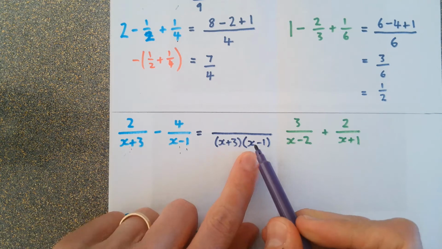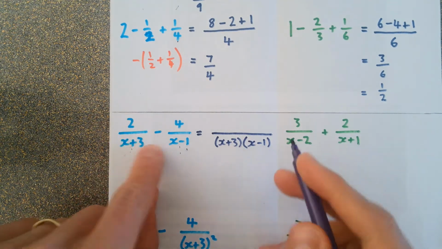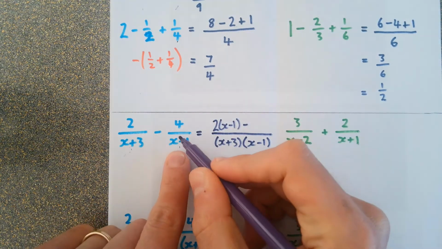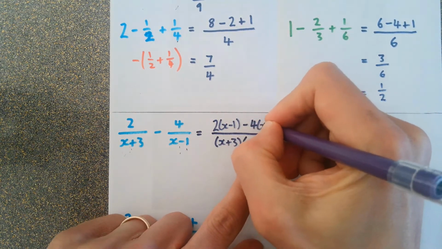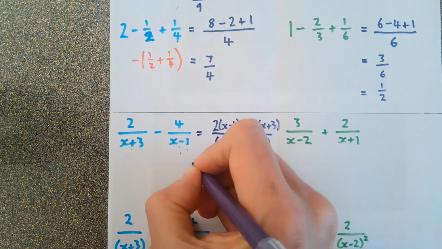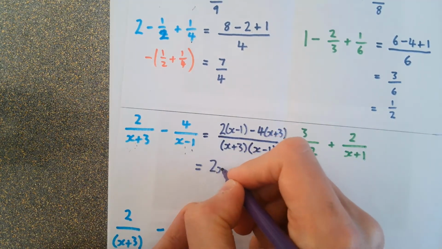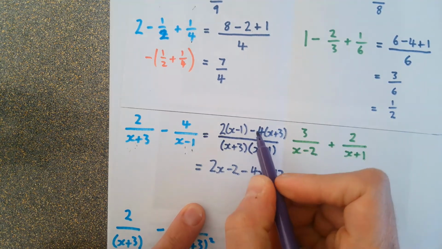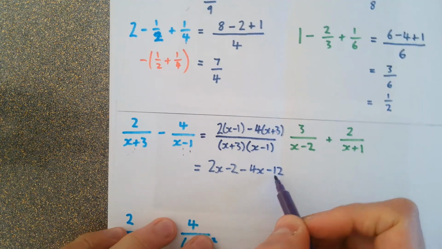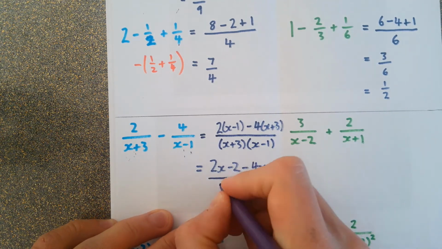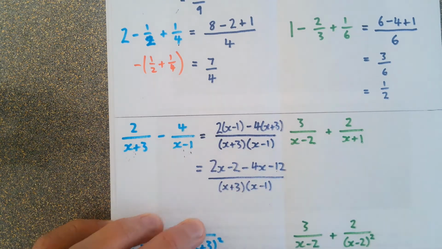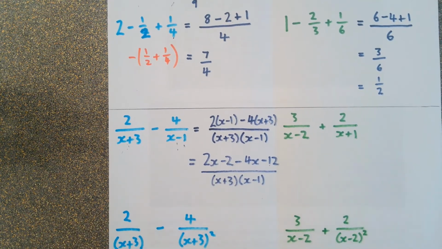And in order to get that, we need to multiply the first fraction by x minus 1 and the second fraction by x plus 3. Tidy that up. 2x minus 2 minus 4x minus 12. Don't forget the minus 4 times the plus 3 gives us a minus 12. There's absolutely no need to expand these brackets on the bottom. Leave them factorised. Like I say often in A-level maths, factorised form is better anyway.